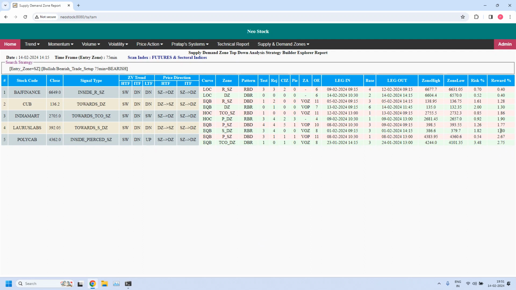Mostly look into the reward. All these stocks have less than 3% reward, but if you fine tune the zones, probably you may get more reward. You have to fine tune your supply zones. If you reduce the risk, your reward will be improved. So that way you plan, look into these 5 stocks.